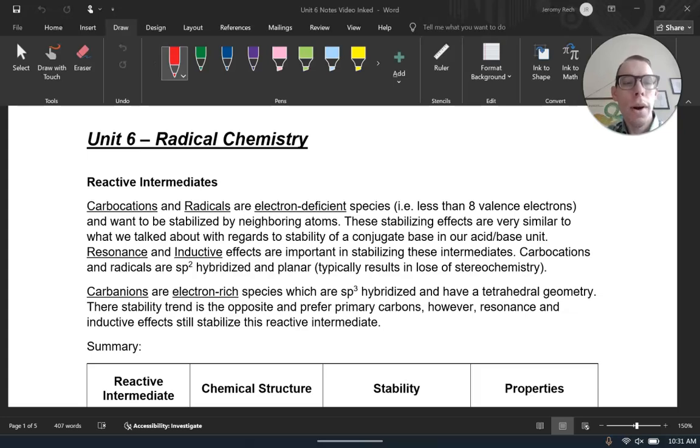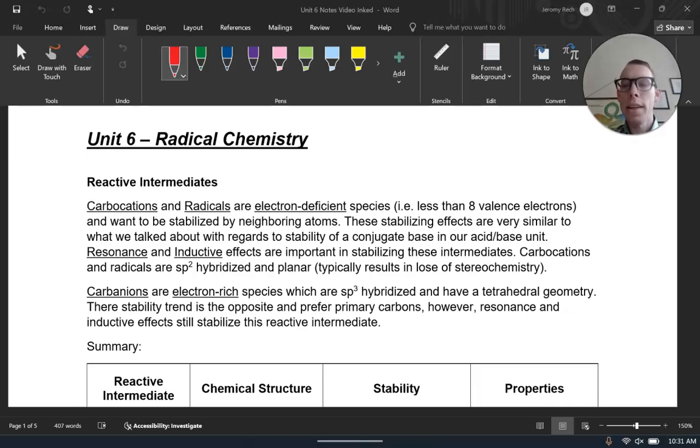And in this first video, we want to talk a little bit about the differences between these different reactive intermediates. Now, a reactive intermediate is a higher energy state than our reactants and products. They're these quasi short-lived states that are going to help us lead to our eventual products.